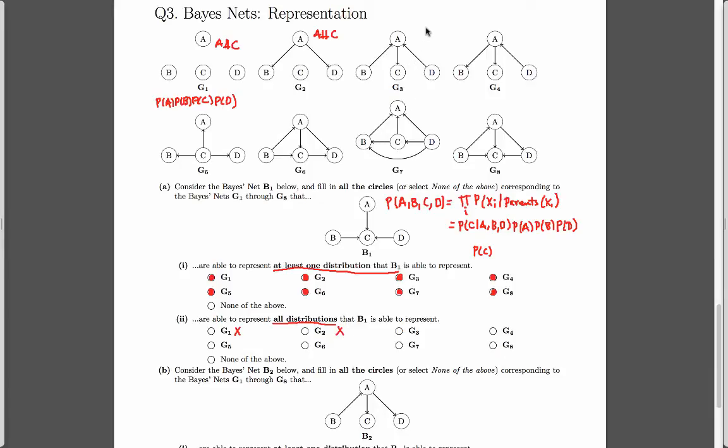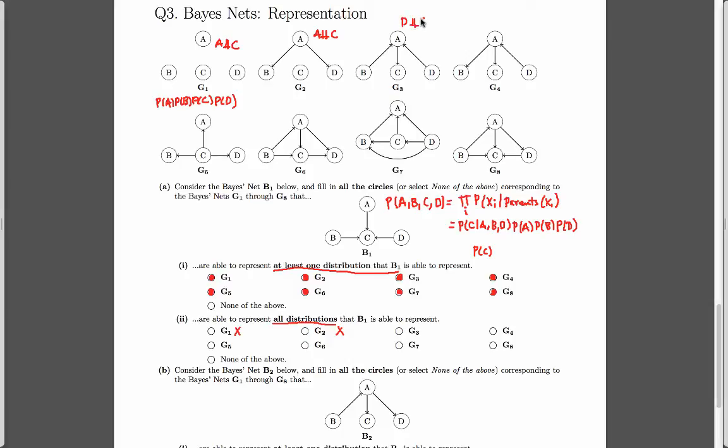Now for G3, if we look at this graph and compare it to B1, we'll see that an additional assumption that's made is that D and C are independent conditioned on A. So if we condition on this variable A right here, that would separate D and C.